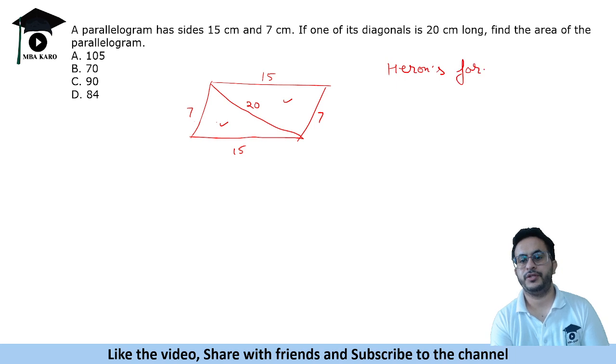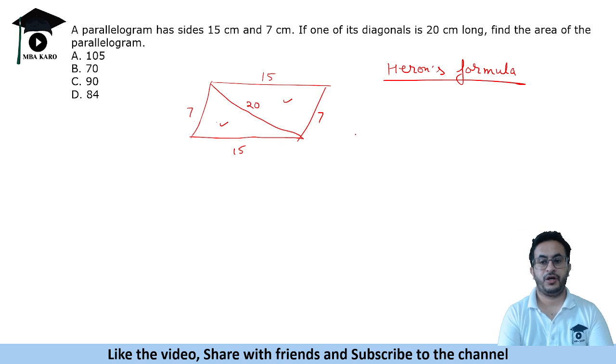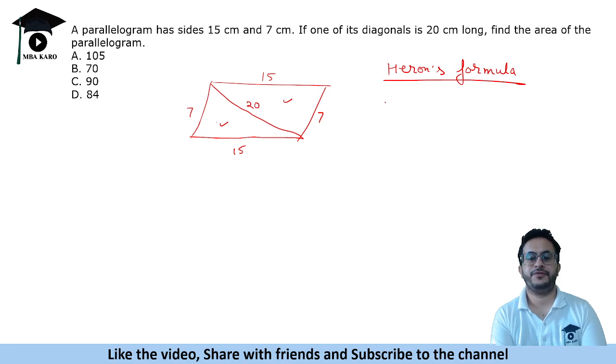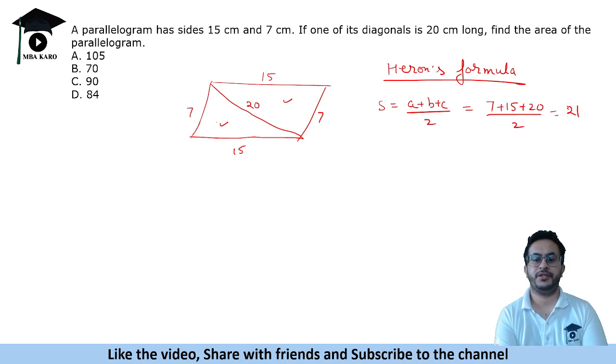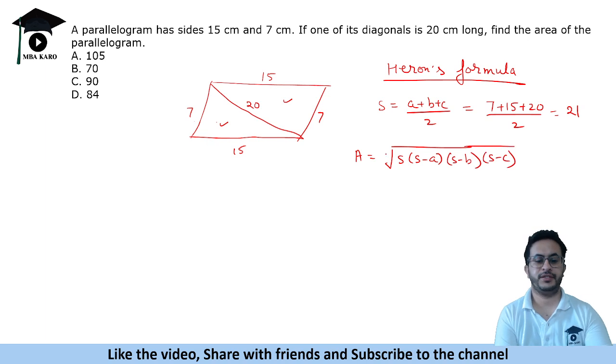So Heron's formula is used when we know the length of the sides of the triangle. Now how do we use Heron's formula? First we find the semi-perimeter, which is (a plus b plus c) by 2. So that is (7 plus 15 plus 20) by 2, which is 21. So the semi-perimeter is 21. Now the area is the square root of s(s minus a)(s minus b)(s minus c). So this is the area of this triangle.